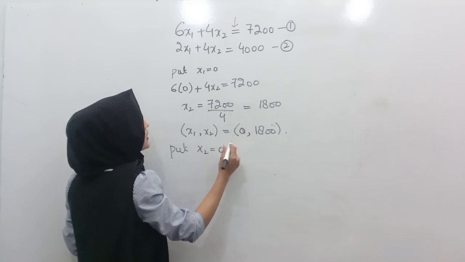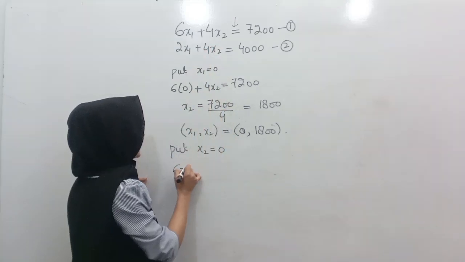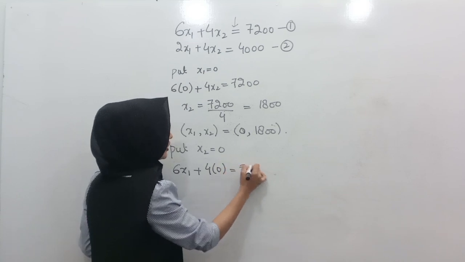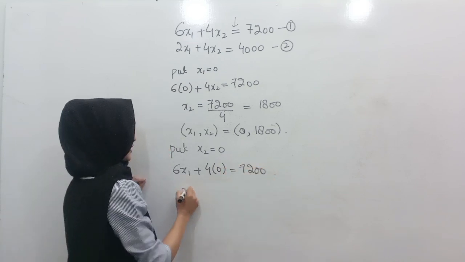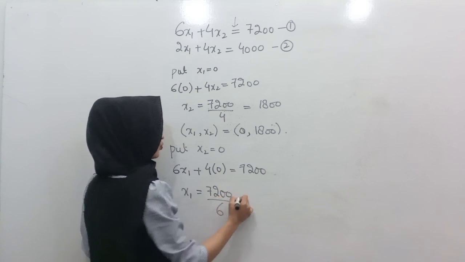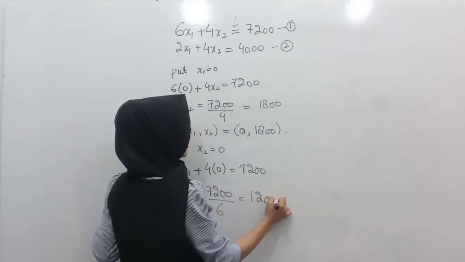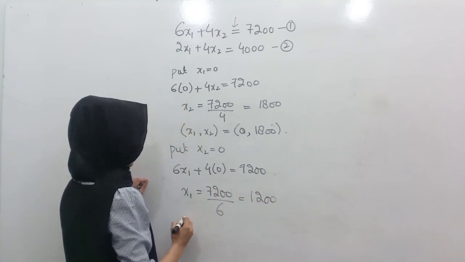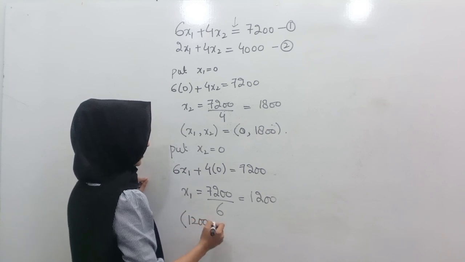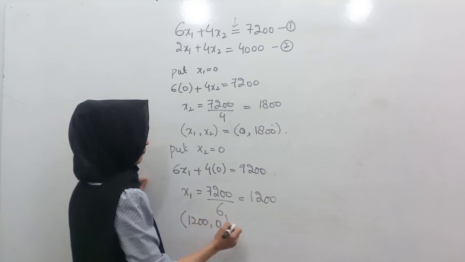Similarly, we put x2 equals to 0 in the same equation. 6x1 plus 4 into 0 equals 7200. x1 will be 7200 by 6, which is 1200. So the point will be x1 is 1200 and x2 is 0.